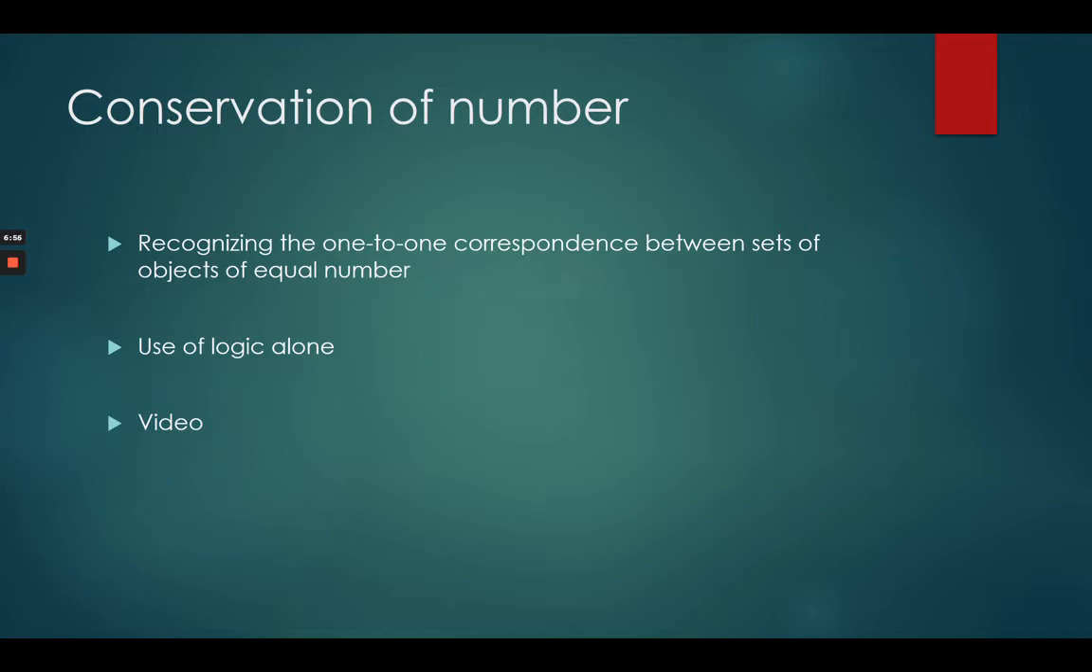Pre-operational kids get tricked. As the coins are spread out more, they think it's different. Oftentimes they think it's more. So basically that's conservation of number. You're not changing the essence of the thing, even though it looks a little bit different. So in this case, the number of coins. Again, this is using logic alone. And there's a video on Canvas for you to watch on this. I think it's just a several minute one.